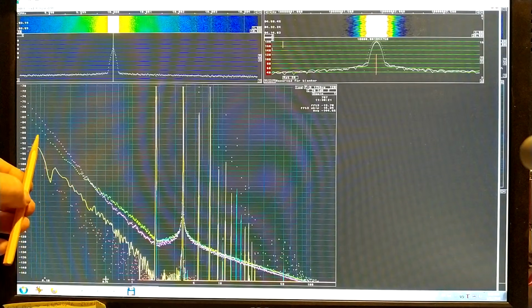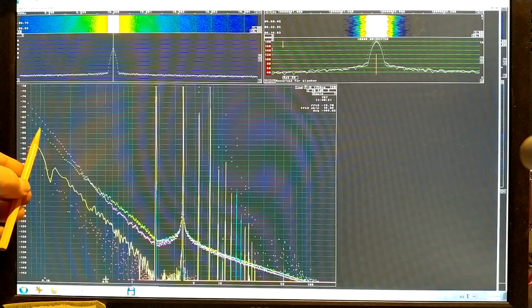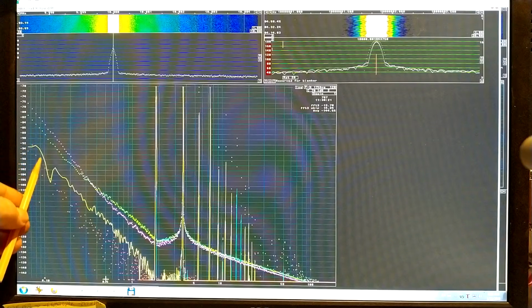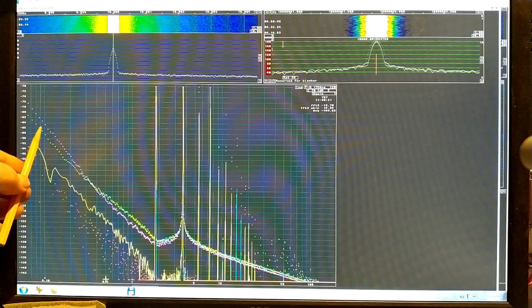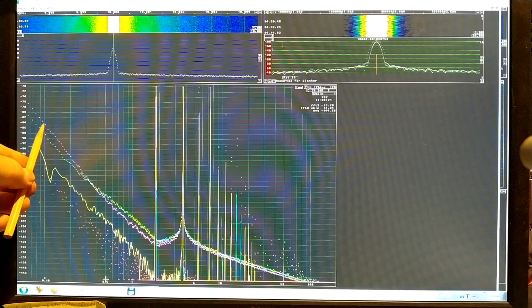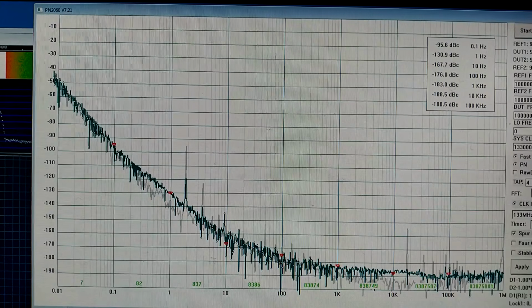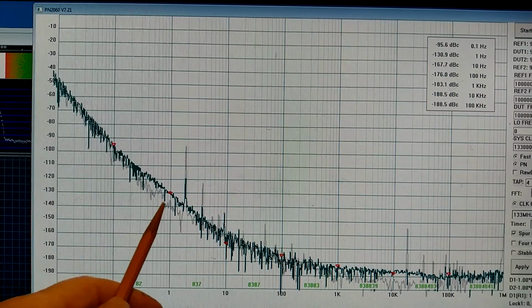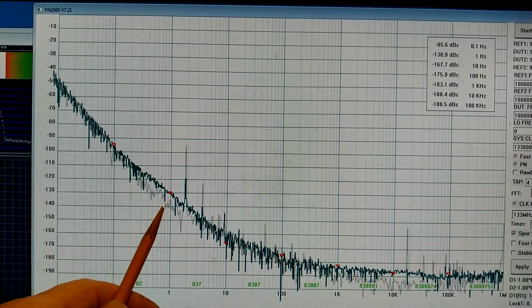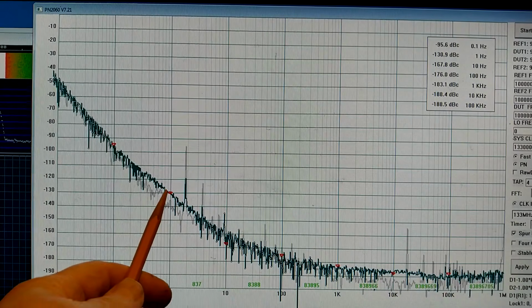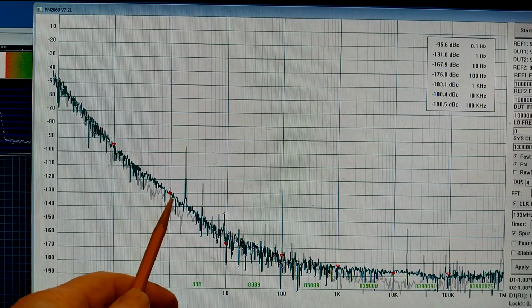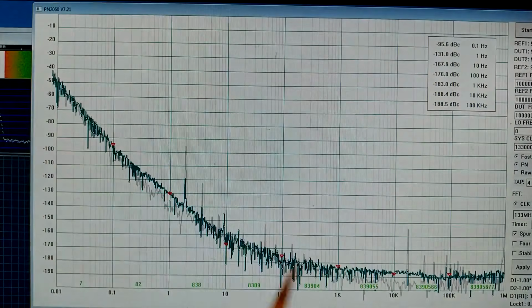And I can see that my oscillator, the Wenzel, is far more noisy than my oscillator at 0.1 Hertz. And my reference oscillator in channel 2 is even worse. The PN2060 gives here minus 130.9 at 1 Hertz offset, according to the table here.